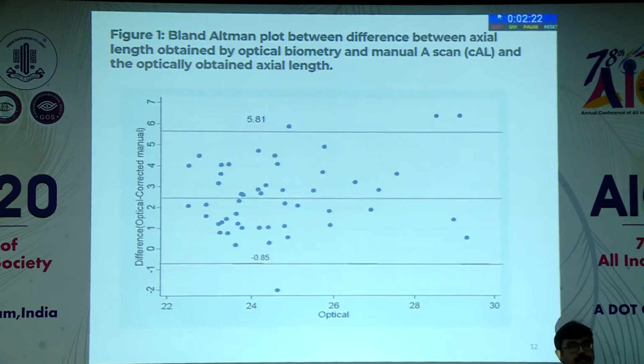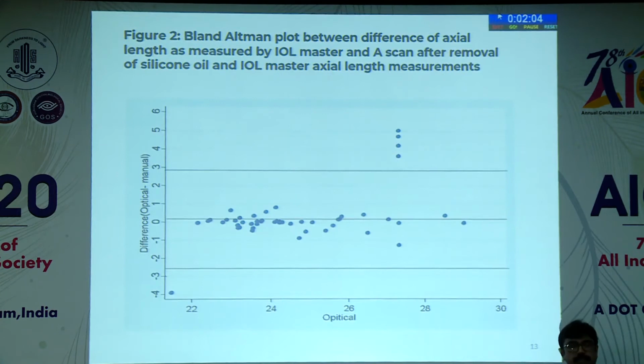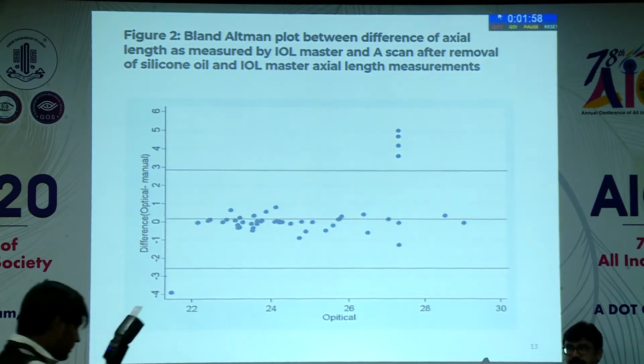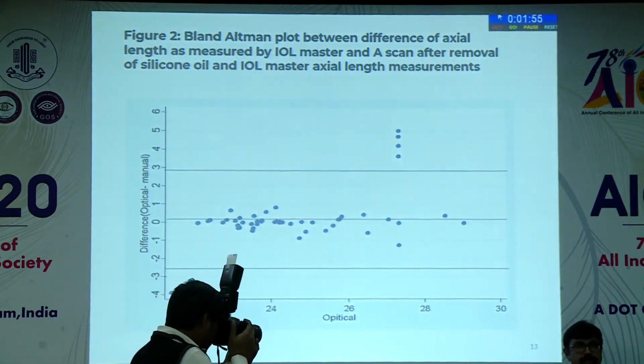This is a Bland-Altman plot of the difference between axial length obtained by optical biometry and manual A-scan. We can see that the difference ranged from minus 0.85 to 5.81. This is the same eyes plotted after oil removal. We can see most of the eyes now scattered around a difference of 0 with a few outliers.